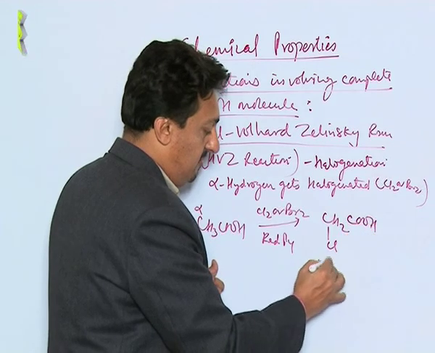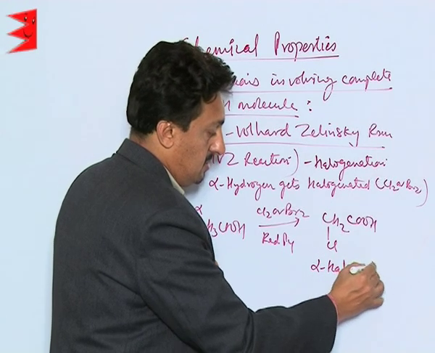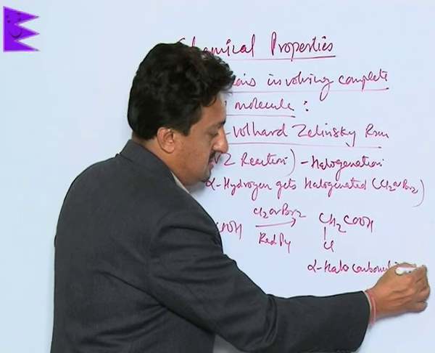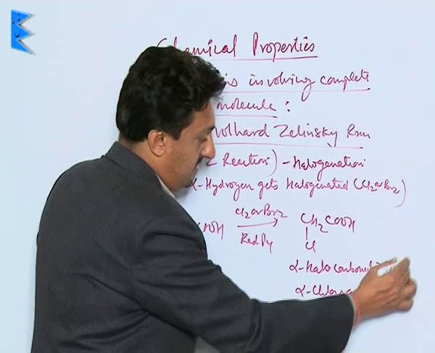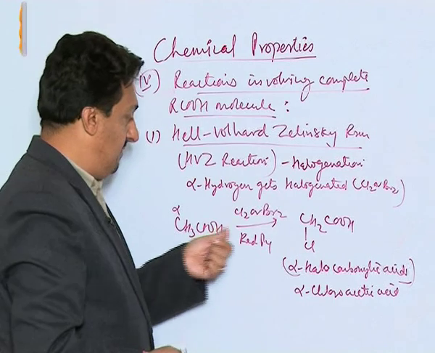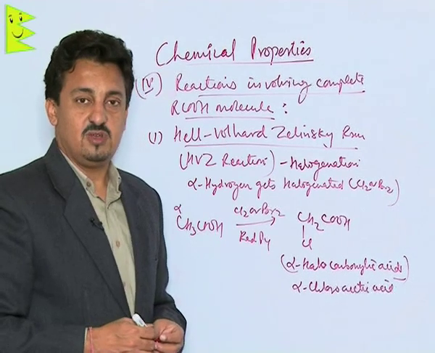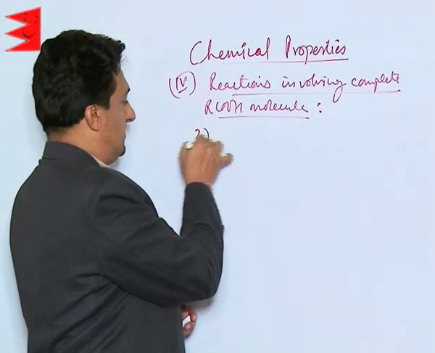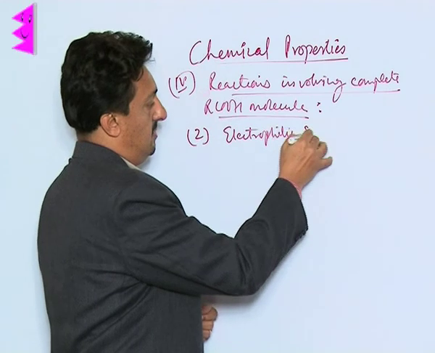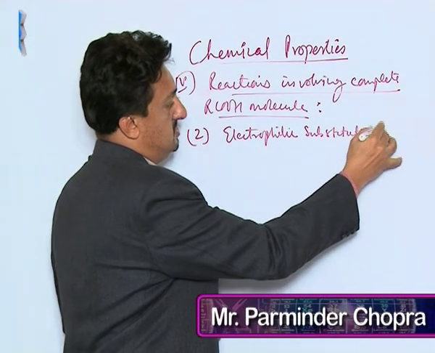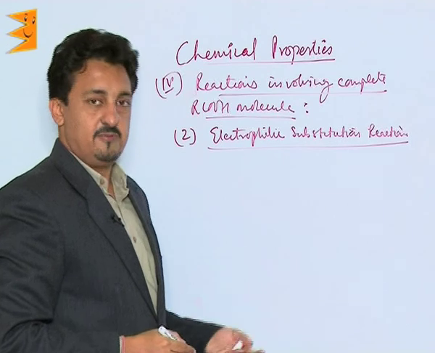So we get alpha halocarboxylic acids, or alpha chloroacetic acid, the example which we have taken. In a very similar way, bromination can also be done and we can easily get the alpha halo substituted carboxylic acids. The second reaction involving the complete molecule is the electrophilic substitution reactions, ring substitutions.